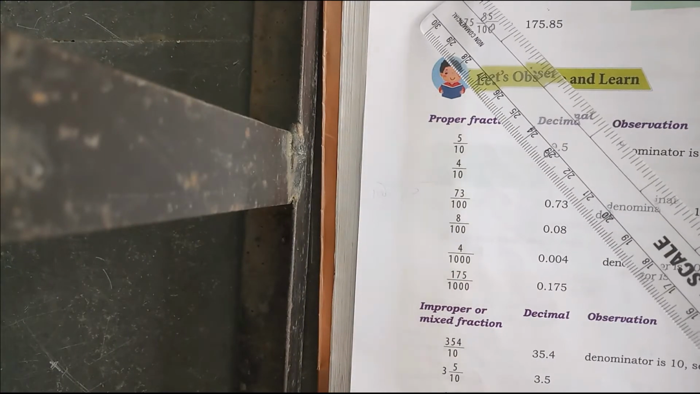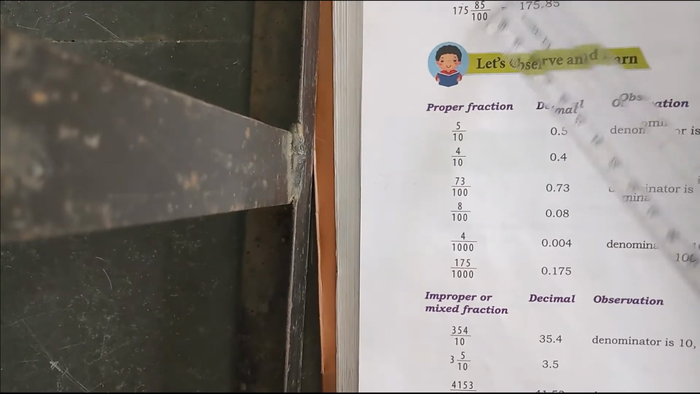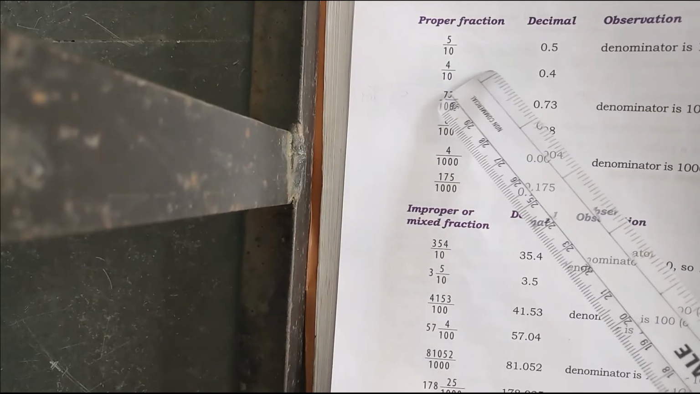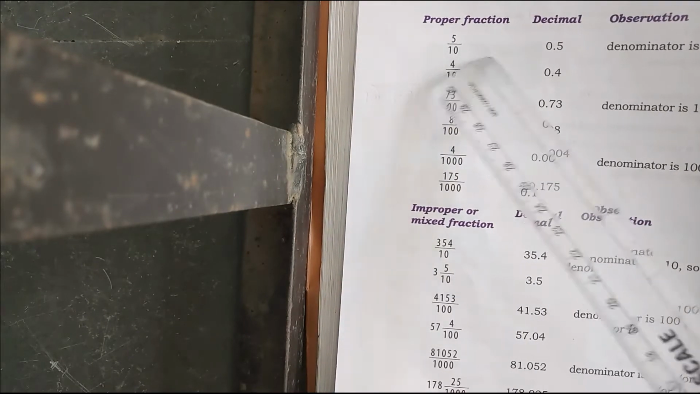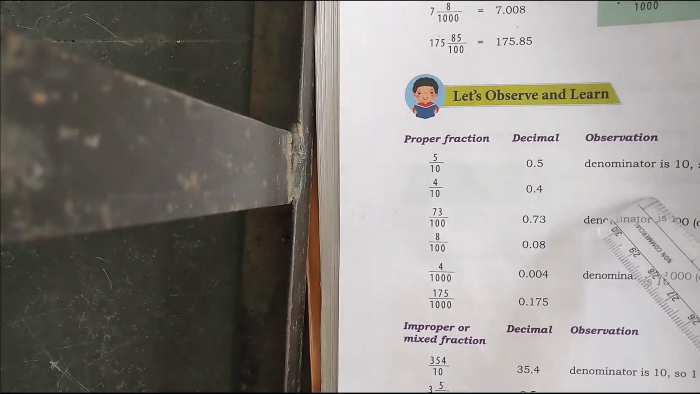14 3 by 100 is equal to 14.03. Rest of the examples you observe. Now let us observe and learn. Here a proper fraction is given, then the decimal, and the observation, how we do it, we shall check now.